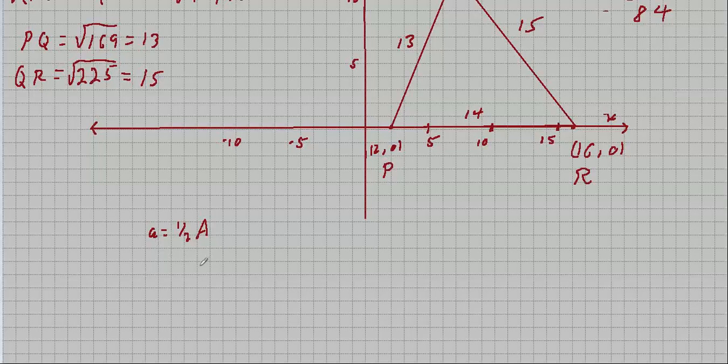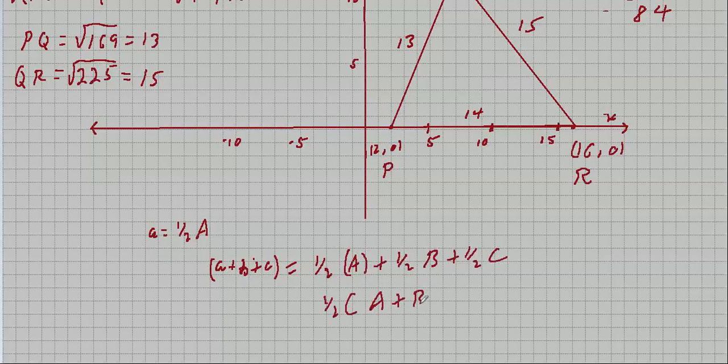So when we add up A plus B plus C, the lengths of our midsegments, that's the same as 1/2 A plus 1/2 B plus 1/2 C. Now our distributive property means we can factor that out, and we get 1/2 of A plus B plus C. So the perimeter of our midsegments is always going to be half of the perimeter of the original triangle.